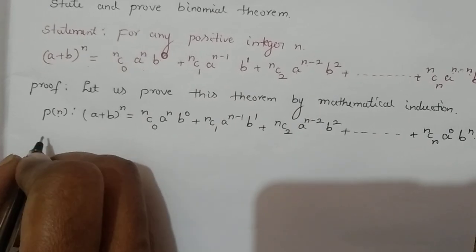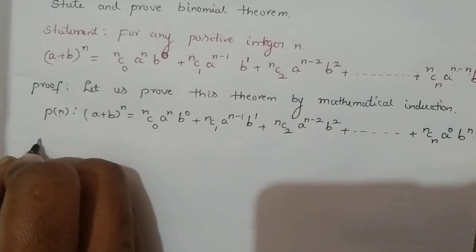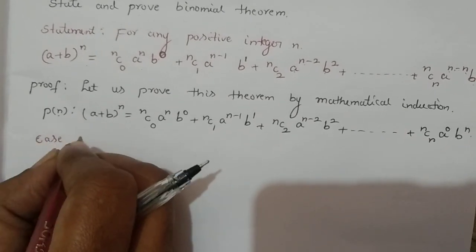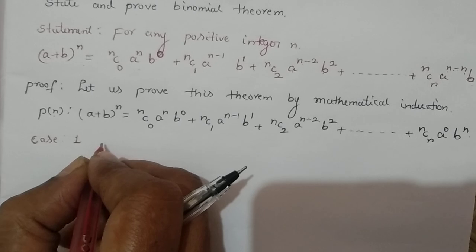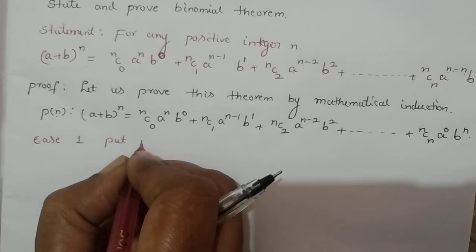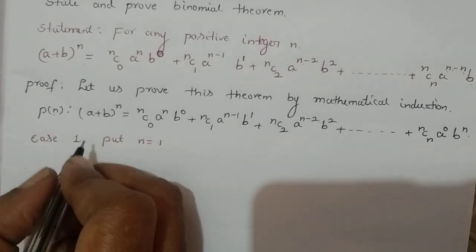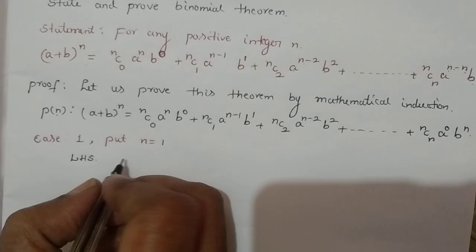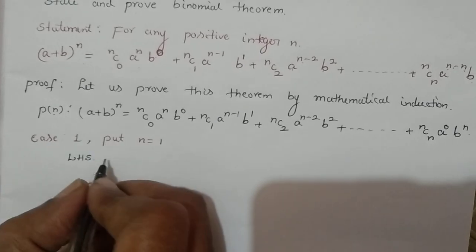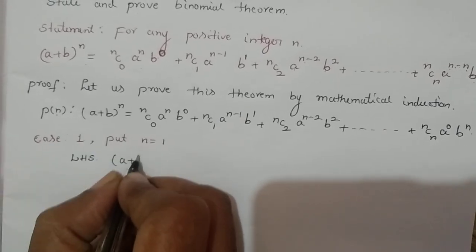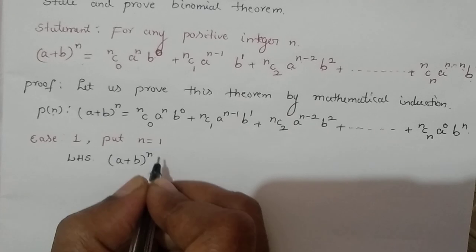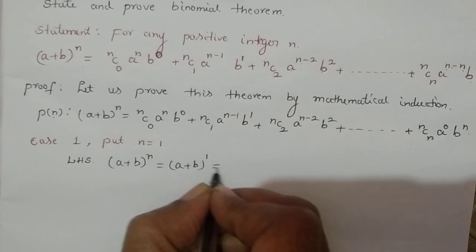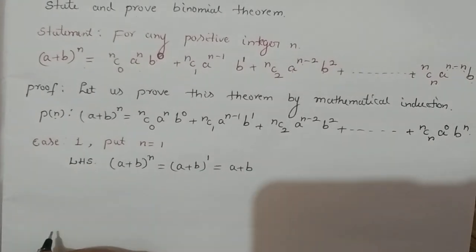Now first we'll take case 1. So what is case 1 here? Case 1 says put n is equal to 1. If I take n equals 1, on the left hand side, what is there? (a plus b) to the power of n. Wherever n is there, I am going to substitute 1. Then this gives a plus b.